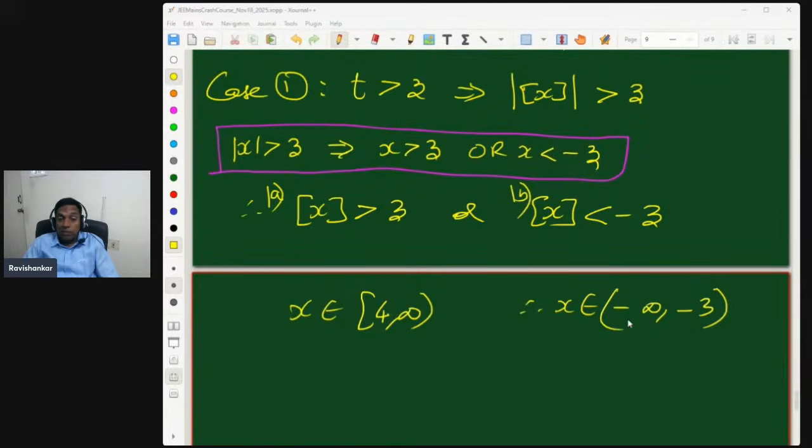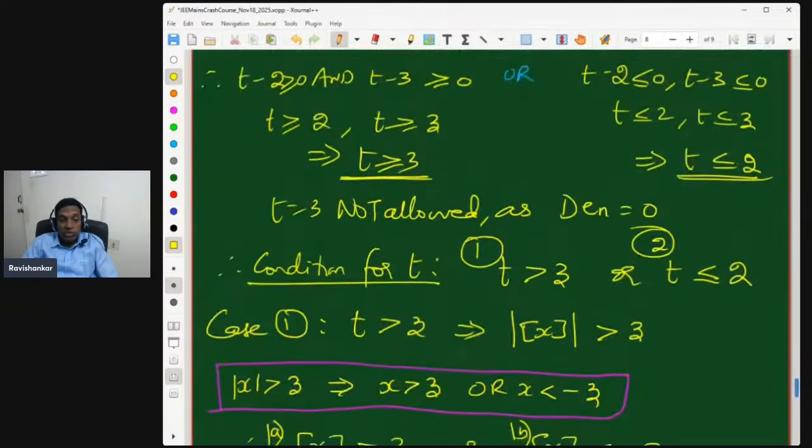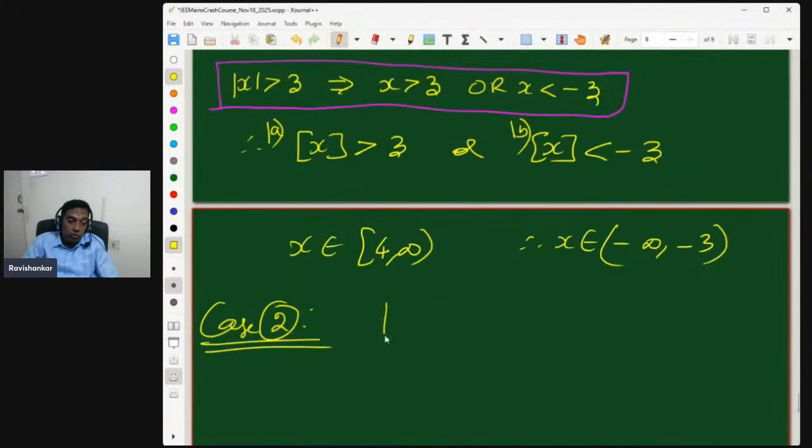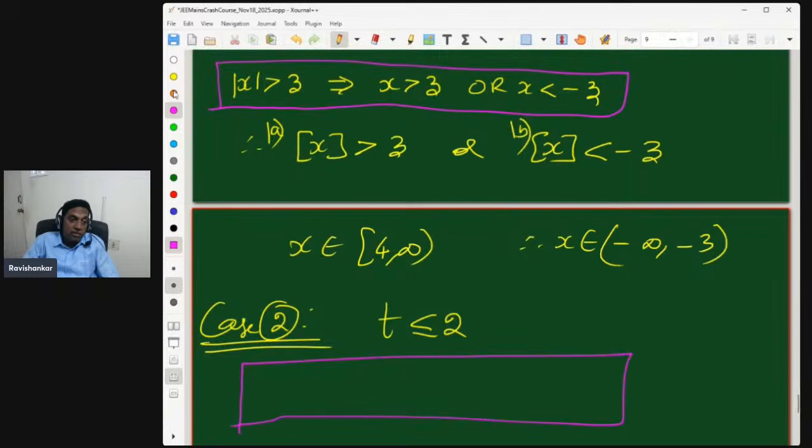But this is not all. This is only case 1, and case 2 is still there. Case 2 says t less than or equal to 2. Again, remember, let's put one box like this. What does it mean to say mod x is less than or equal to 2?